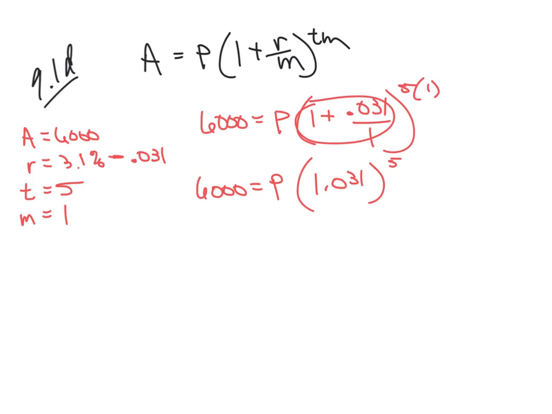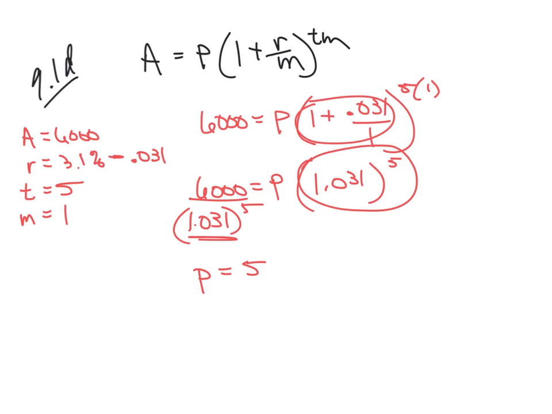I'm going to take this whole thing and move it under here to isolate my P. Now I'm going to take 1.031 to the 5th power, and then I'm going to take 6,000 and divide it by that, and I end up with a P value of $5,150.60. So she wants $6,000 at the end of 5 years. She's going to have to invest this amount of money, put it in the bank, and get this interest rate so that at the end of 5 years she'll have her $6,000.